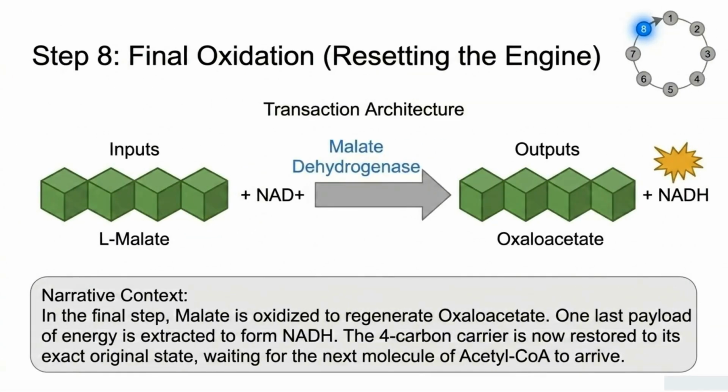resetting our metabolic engine. The enzyme malate dehydrogenase performs a final oxidation, transforming L-malate back into oxaloacetate. This last chemical breakdown allows us to extract one final payload of energy, reducing NAD+ into our third and final NADH molecule. Our permanent 4-carbon carrier is now completely restored to its original state, standing by and waiting for the next molecule of acetyl-CoA to arrive so the cycle can turn again.